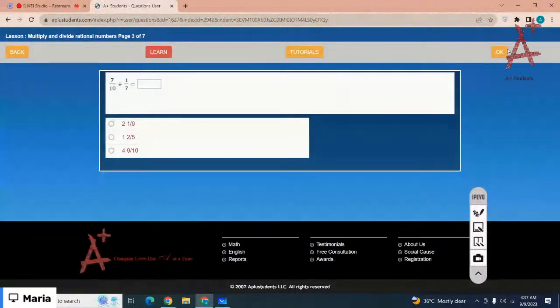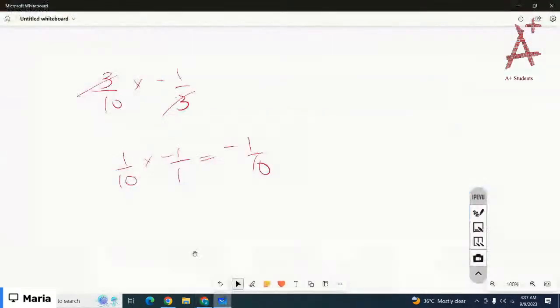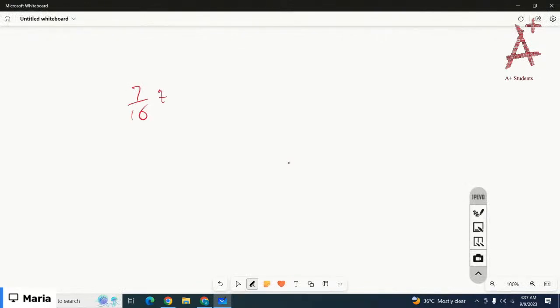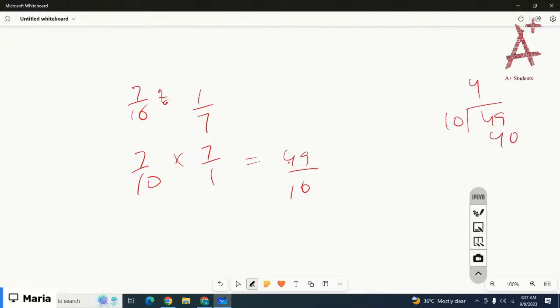Okay, 7 over 10 divided by 1 over 7. So which is the correct option? 7 over 10 divided by 1 over 7, right? Let's just convert that division to multiplication. So it would be 7 over 10 times 7 over 1, right? Just do 7 times 7, 49, and 10 times 1 is 10. Just divide, 49 over 10. So 10 times 4 is 40, and you are left with 9 here. So it would be 4 whole 9 over 10, right?